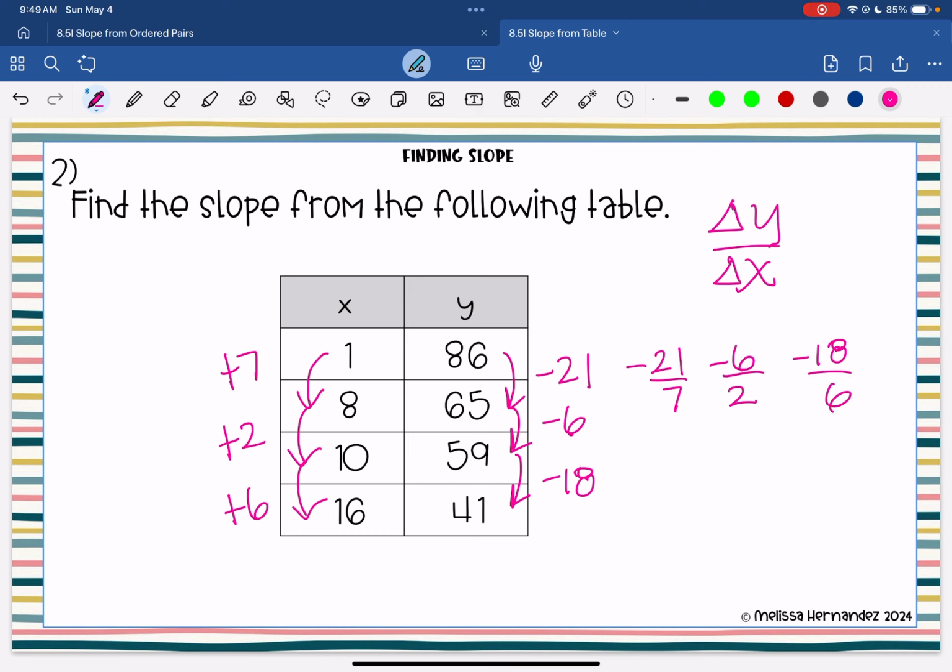When you simplify all of them, you're going to end up with negative 3 each and every time, letting you know that your slope is negative 3. You don't have to put a 1 underneath it. That's a preference. I do feel like if you're going to graph it, you want to know: go down 3, over 1 to the right.